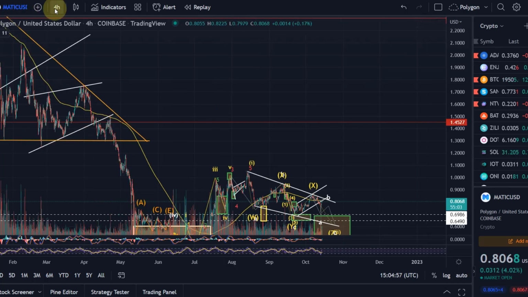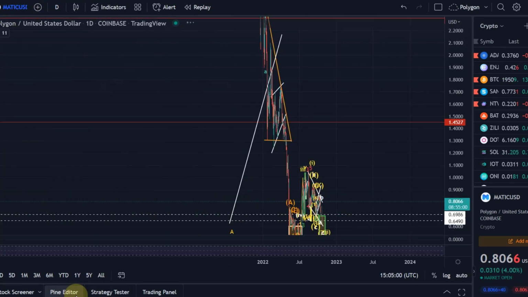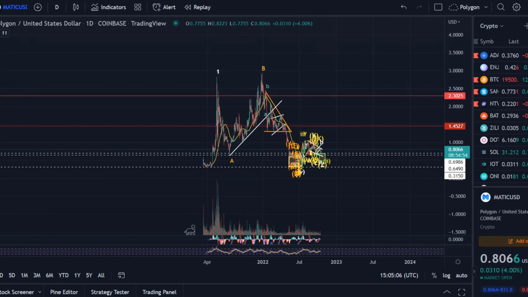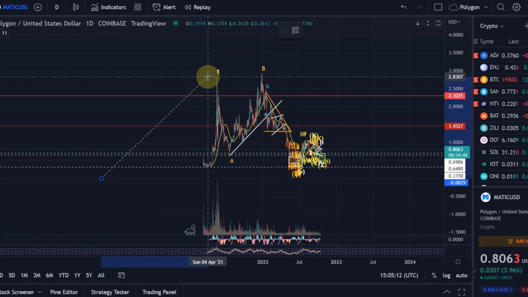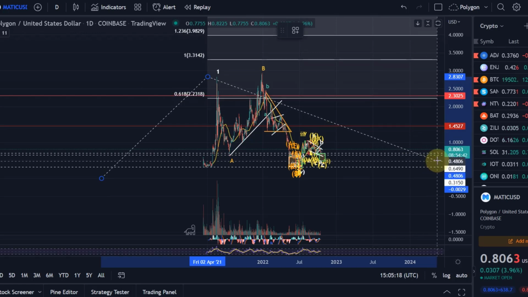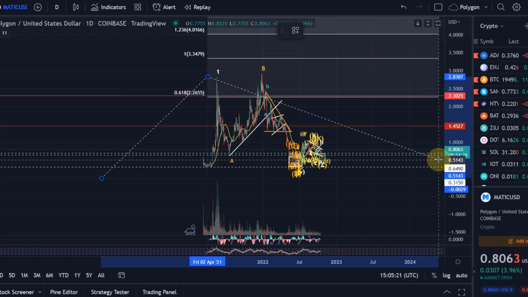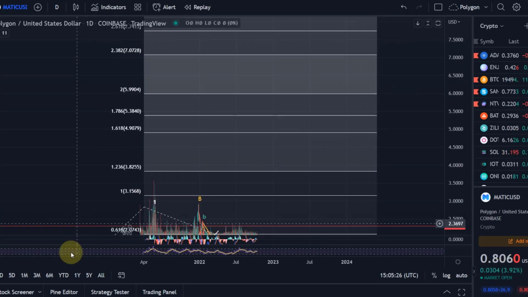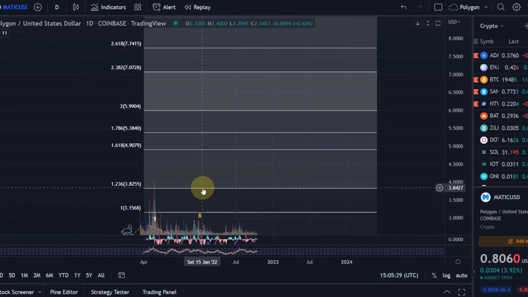The longer-term outlook for MATIC, because we always get new viewers, and again, this is all based on the Elliott Wave method, Fibonacci levels and so on. What is the long-term outlook for MATIC? So we are looking here. In terms of longer-term outlook, that would be the next all-time high target. The next really significant high would be around $4.90, possibly higher.